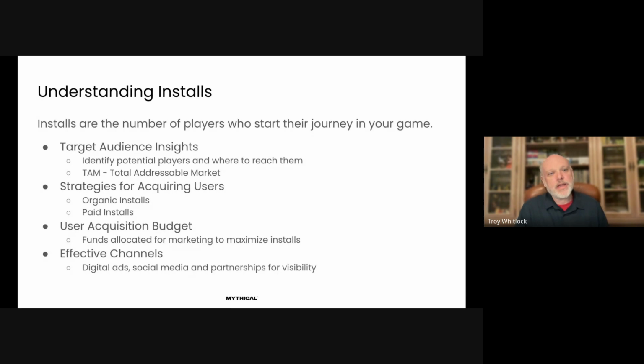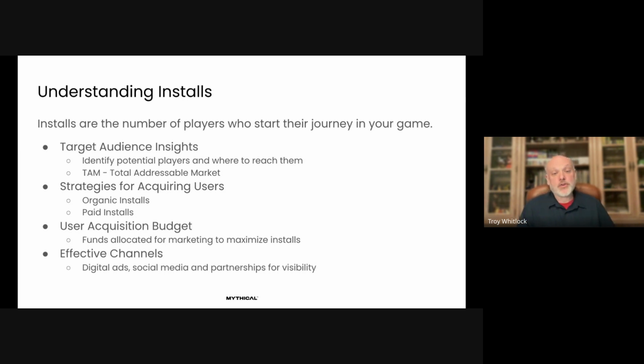And maybe the best way to identify your total addressable market is to use a tool like data AI, and we'll talk a little bit about that more, to look at competitive products, to find the biggest competitive game in your genre, and look at their lifetime installs. And that kind of will tell you what is that total addressable market that you can go after.